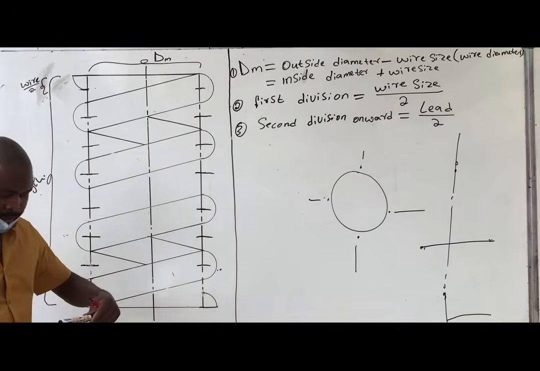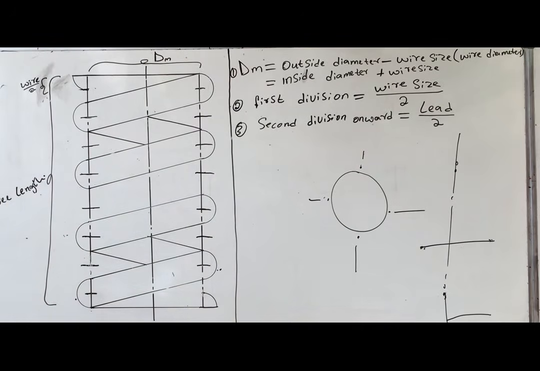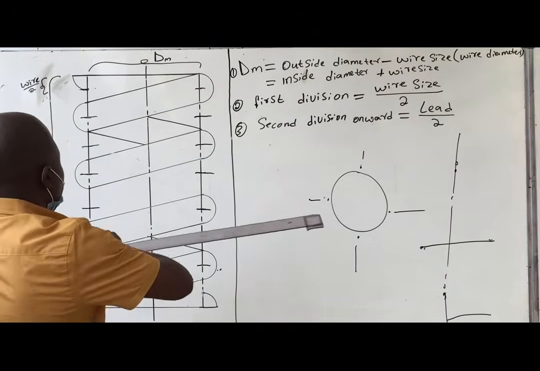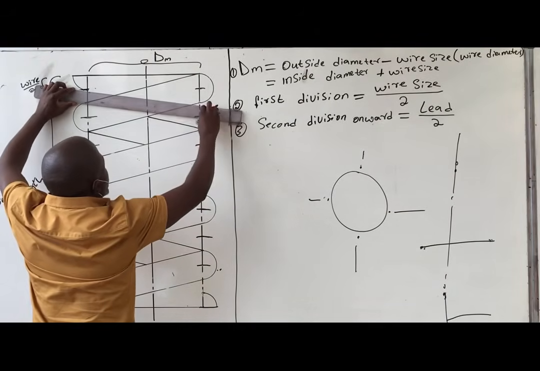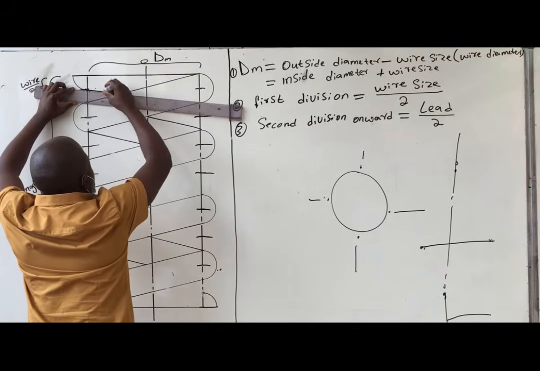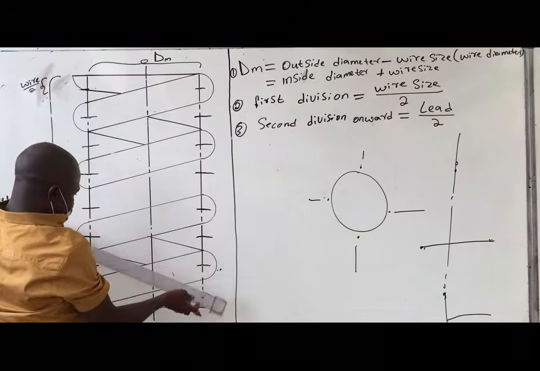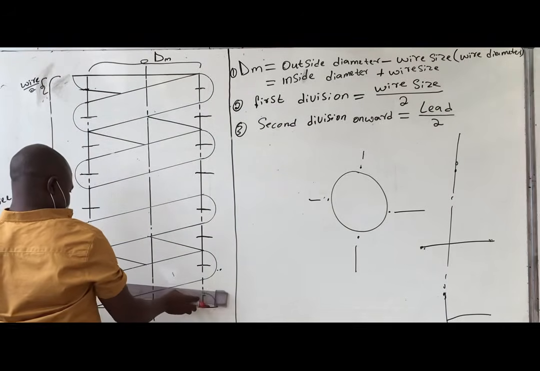From there, you take a ruler, bottom and bottom, you draw a line, top and top, you draw another line.